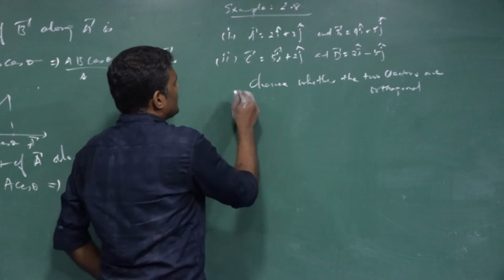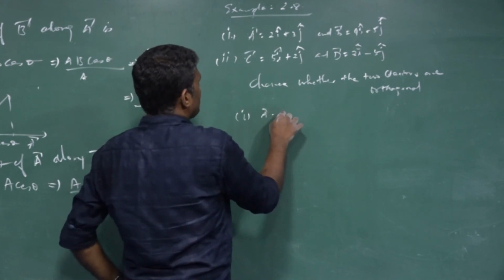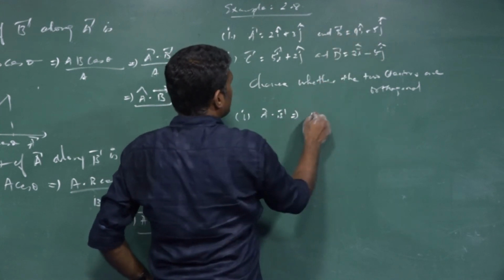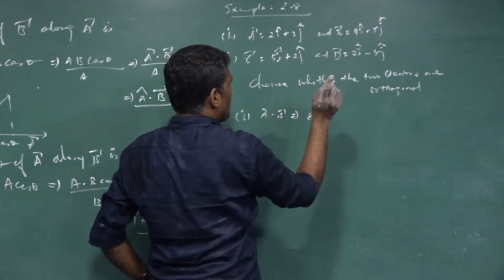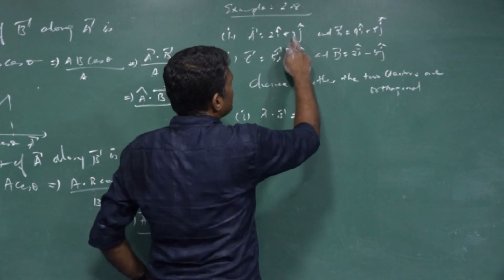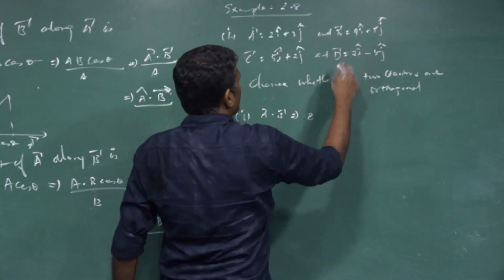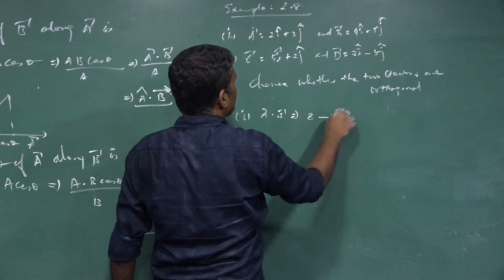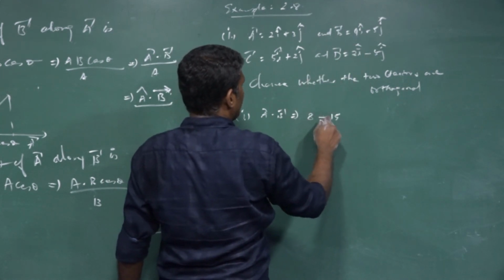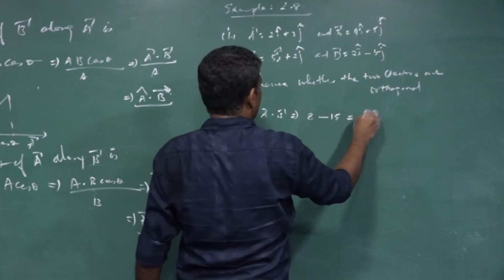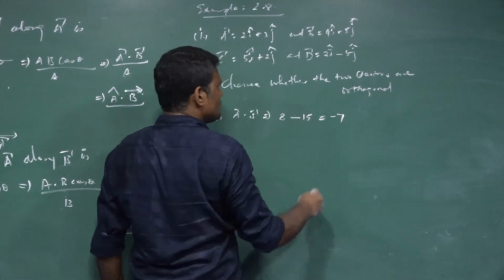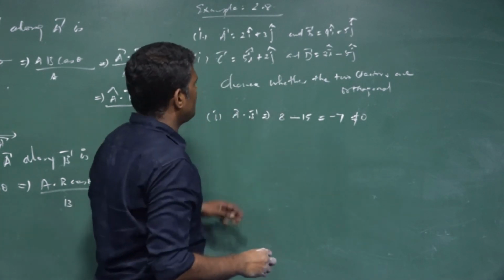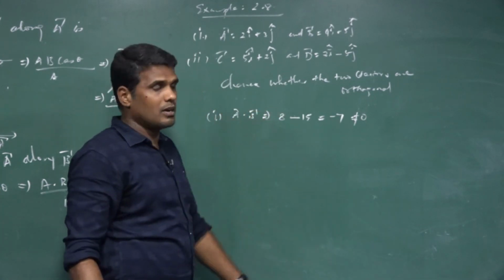I am doing the first one. A vector dot B vector is equal to 2i into 4i. So it is 8, i dot i is 1. And 3j into minus 5j, so minus 15, j dot j is 1. So 8 minus 15 is minus 7. This is not equal to 0. So the two vectors are not orthogonal.